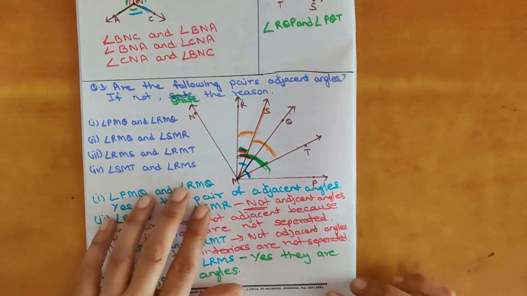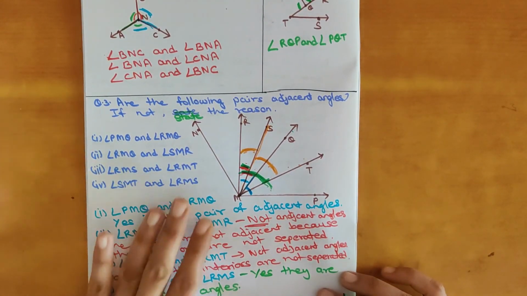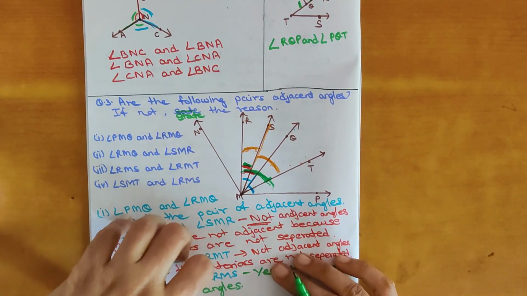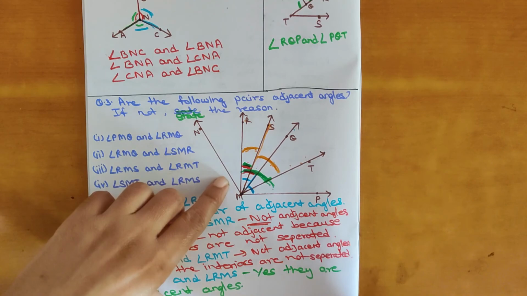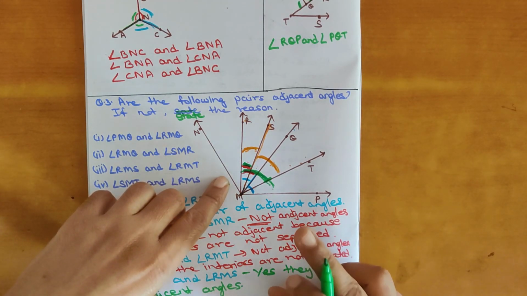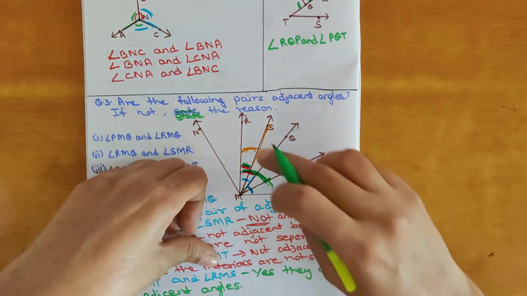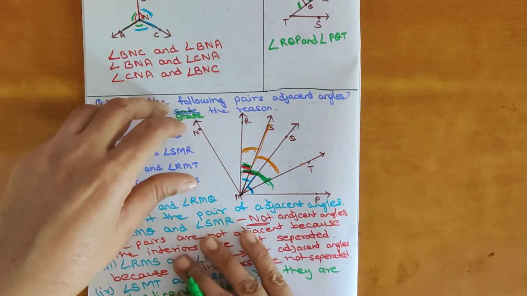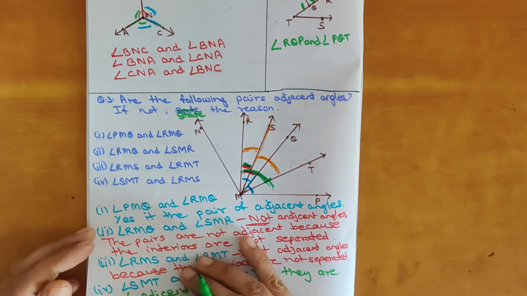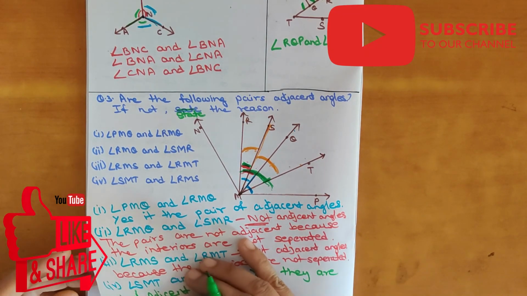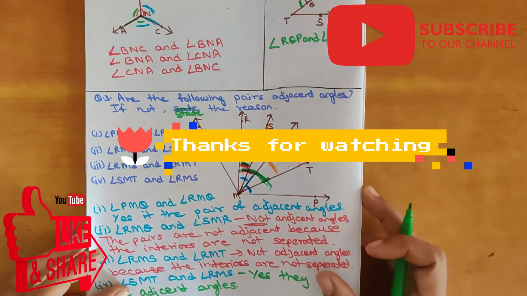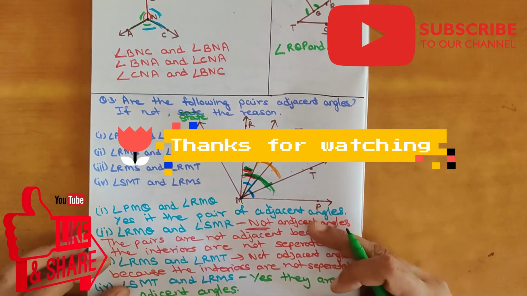Once again I repeat what adjacent angles are: a pair of angles which has a common vertex, a common arm, and their interiors are separated. So that is called a pair of adjacent angles. Here we have completed practice set number 15. Next we will continue in the next class. Thank you.